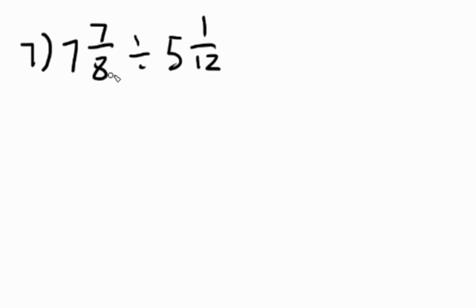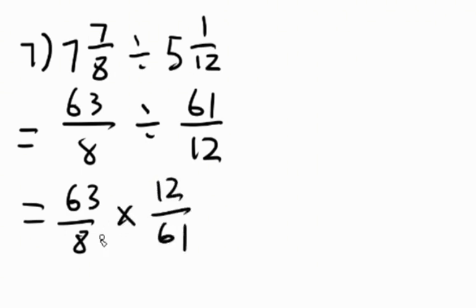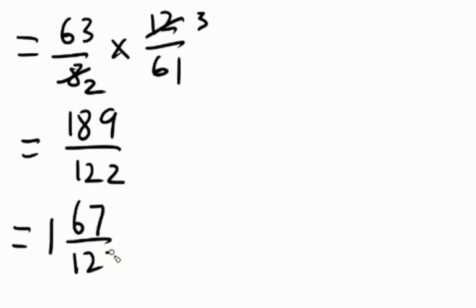Question 7. 7 and 7 over 8 divided by 5 and 1 over 12. So first we'll convert these to improper fractions. So 7 times 8 plus 7 equals 63 over 8, divided by 5 times 12 plus 1 equals 61 over 12. So now we'll flip this fraction, which is 63 over 8 multiplied by 12 over 61. Now since 8 and 12 are divisible by 4, we can simplify this. So this will be 2 and this would be 3. So we would get 189 over 122. And when converted to a mixed fraction, it will be 1 and 67 over 122.